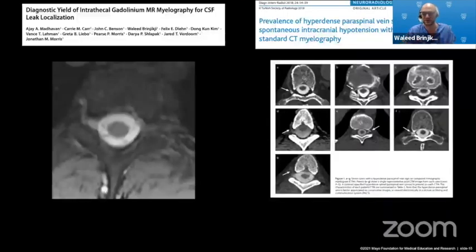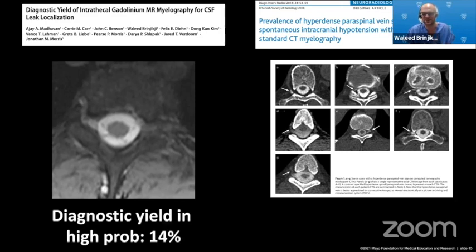So how do we diagnose them? Before 2018 at Mayo, we were doing gadolinium myelography with positive pressure. We use the positive pressure to provoke the leak. So we would inject 70 cc's of saline intrathecally in addition to a little bit of gadolinium to maybe expose the leak and then also allow us to identify the fistula. And the diagnostic yield of this very invasive study, which required intracranial pressure monitoring, was 14%. So this is the best that we could do.